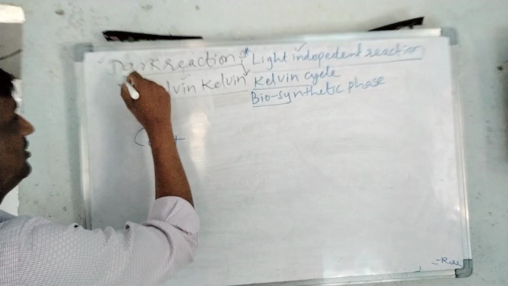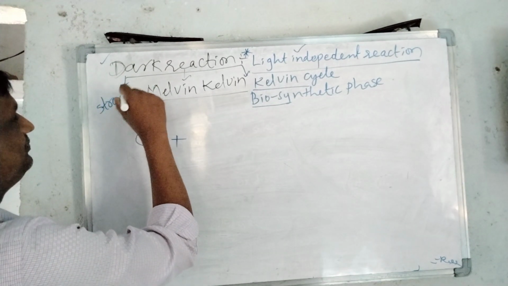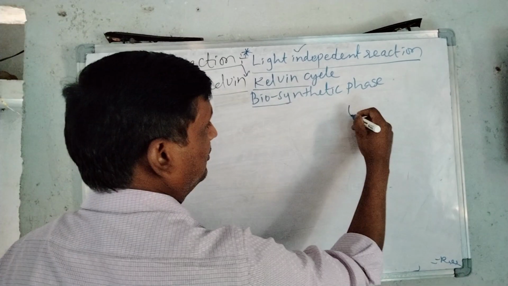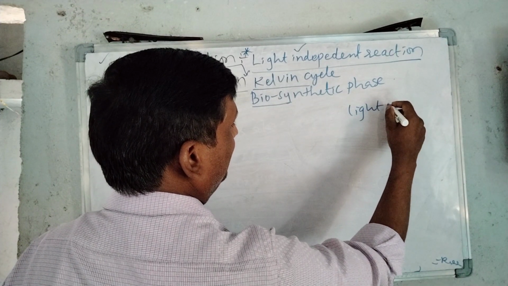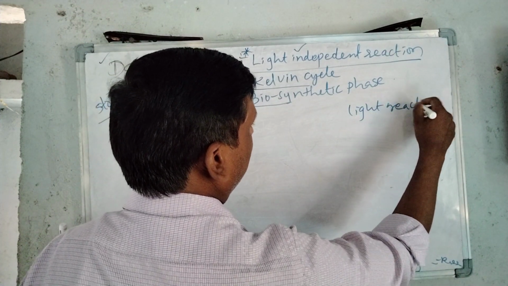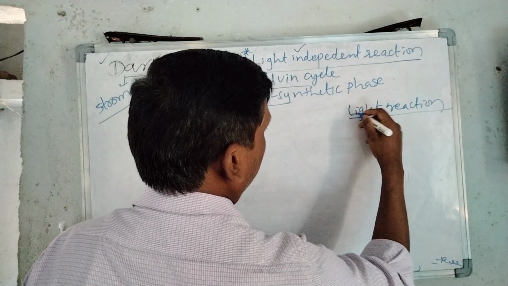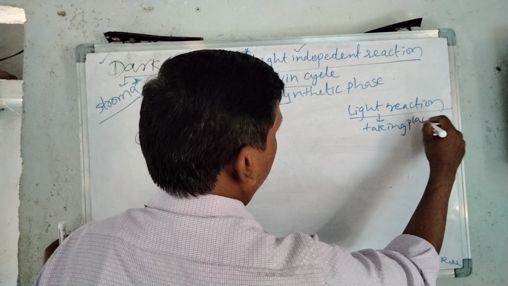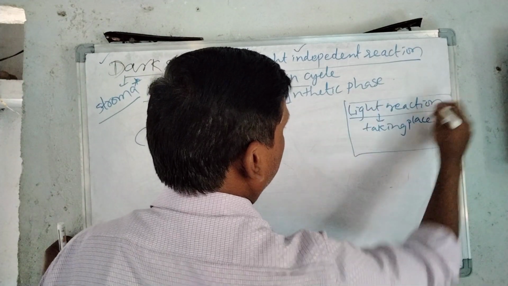Dark reaction generally takes place here in the stroma. We must remember that earlier, the light reaction occurs in the grana. Very important. Light reaction takes place in the grana. Light reactions take place in the grana.